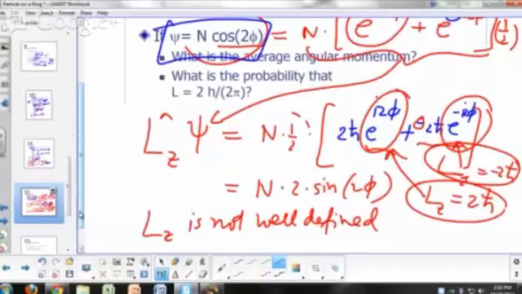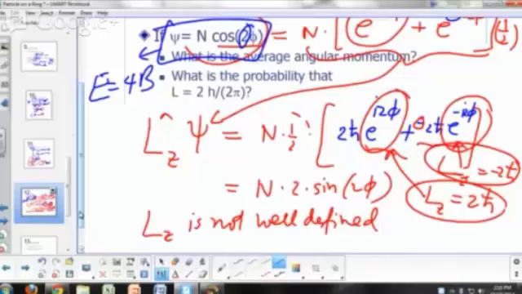It has a well-defined energy. What's the energy for this? m is 2, or -2. Energy for that is 4b, right? 2 squared b. That's an eigenfunction of the Hamiltonian operator. It's not an eigenfunction of the Lz operator.